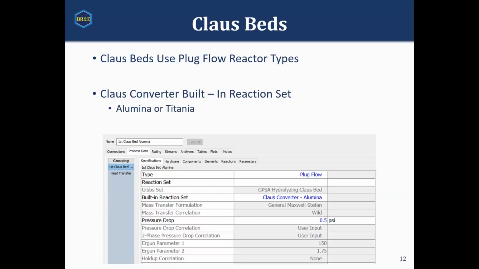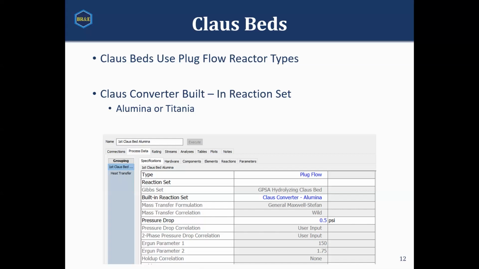Our Claus beds do use plug flow reactor types. And like I said, we are going to use an alumina or titanium catalyst. These conversion reactions are going to be built-in reaction sets available for you. Again, you don't have to write anything as the user. You can just use the ProMax available built-in reaction sets. And you can see in the screen grab below that we are modeling a Claus converter using an alumina catalyst based off of the built-in reaction set that is chosen.